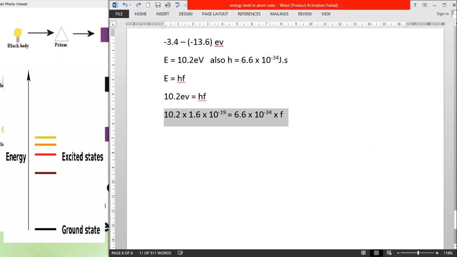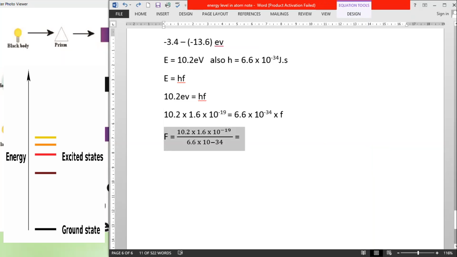Anytime you see electron volt, you change your electron volt first to joules before you can calculate. You cannot calculate using electron volt because the SI unit of energy is joules. So you have to convert the electron volt first to joules, by multiplying by 1.6 times 10 raised to power minus 19. So we are going to look for frequency in this case.